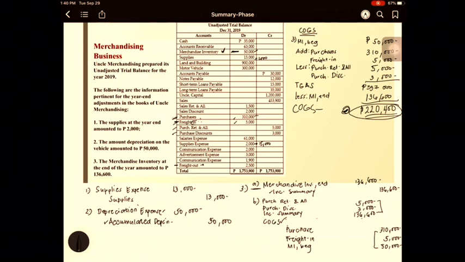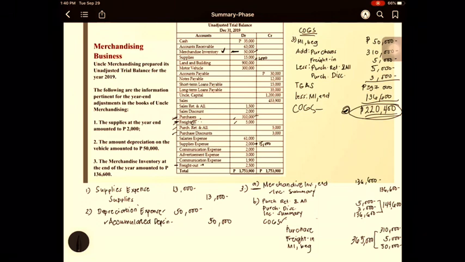So let's check if the computation is correct. The total debit side is 5,000 plus 3,000 plus 136,600. How much did you total? You should get 144,600. And your total credit side is 310,000 plus 5,000 plus 50,000. You should have computed 365,000. So you get the difference between these two.